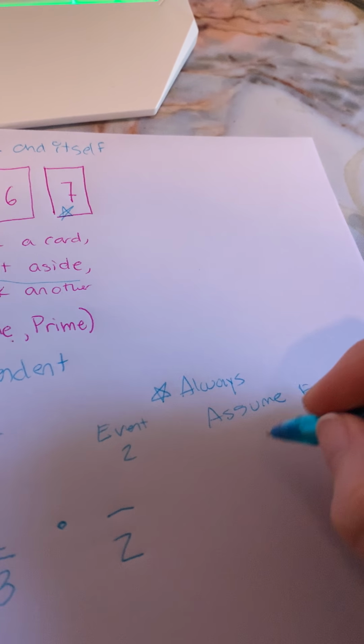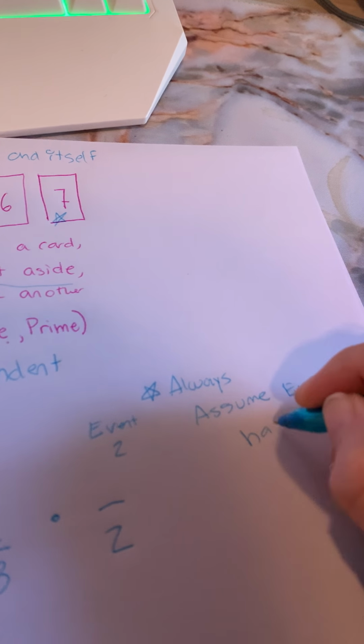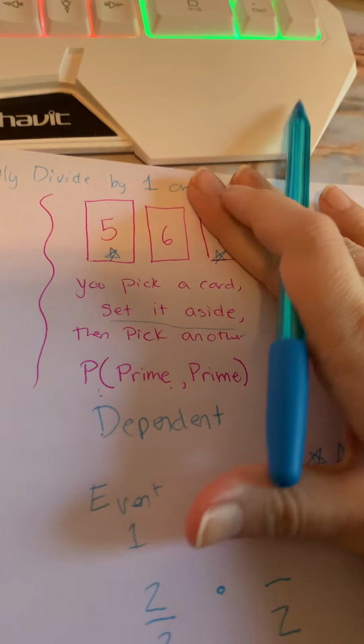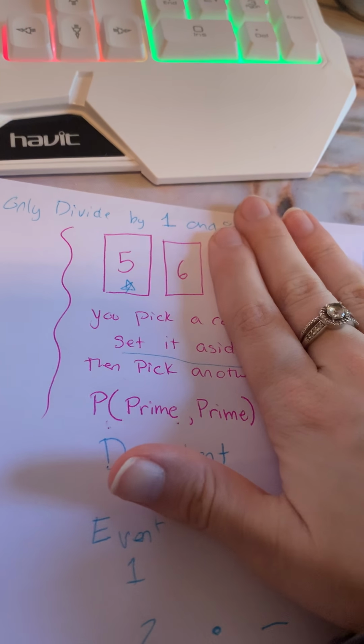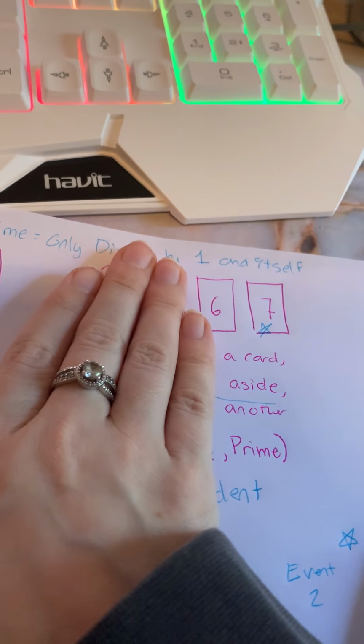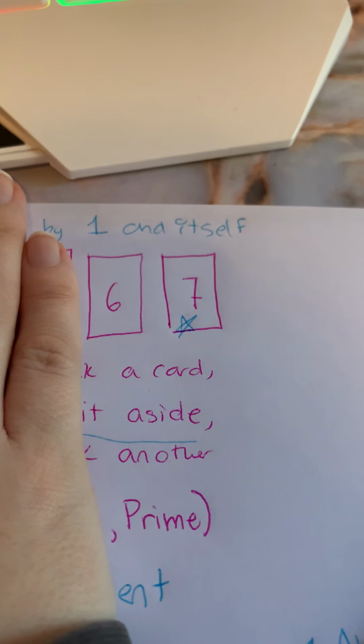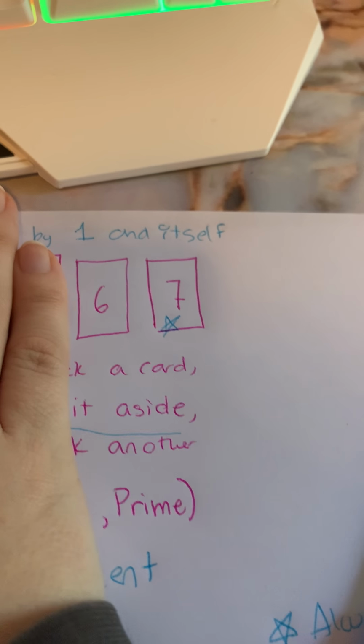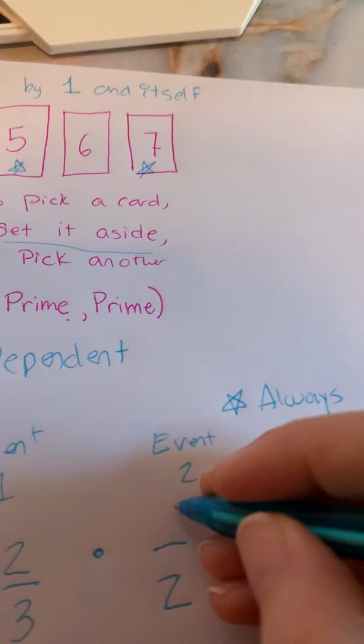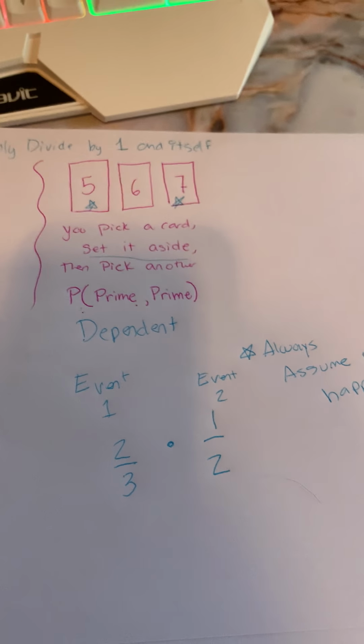So I'm going to assume that I got my prime number and we're good. So that means one of these prime numbers is gone. So now I either have 5 and 6 or 6 and 7. Either way, between these 2, I've got 1 prime number between the 2 of them. So I'm going to have 1 over 2 for event 2.